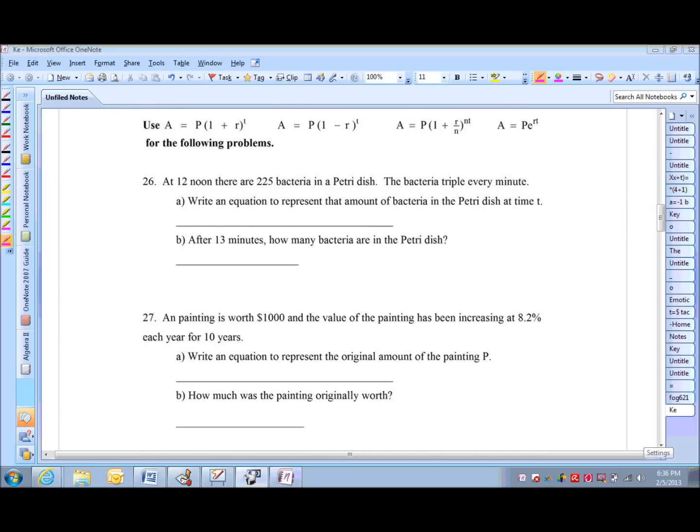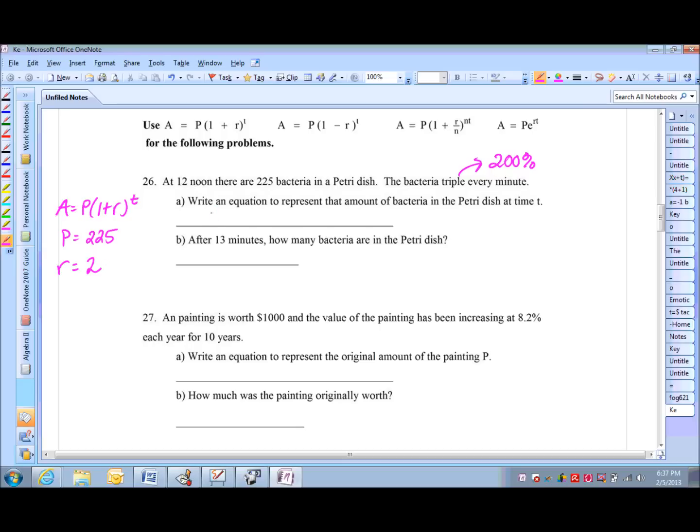Okay, problem 26 says at 12 noon, there are 225 bacteria in a petri dish, and the bacteria triple every minute. So, we are using the exponential growth function in this case because the number of bacteria is growing. So we're using A equals P times 1 plus R raised to the T. Our P value is 225 because we start off with 225 bacteria. And the rate at which it's increasing is 200%. When something triples, it's increasing by 200%. So we write that as 2. We change the percentage to just a numerical value of 2.